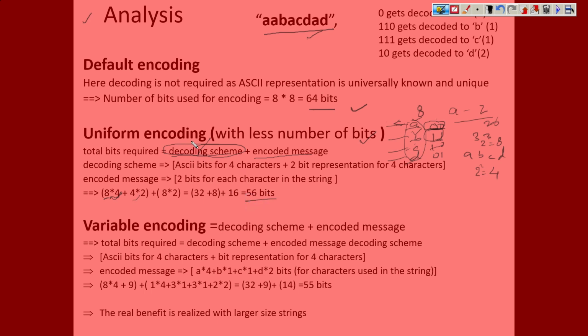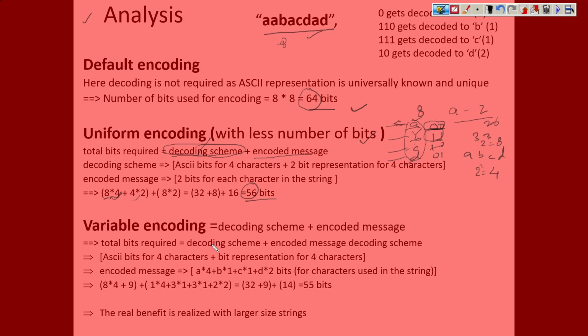So in the uniform encoding, we have seen that it requires 56 bits, but for the default encoding, it requires 64 bits. Here you can see that we have reduced the size with uniform encoding, and this reduction is visible even when the string is very, very small. It's just an 8 character word. But if you are sending a larger file, then we can see the impact, how much size you can reduce by the uniform encoding method itself, provided that the entire data comprises only A, B, C, and D. Only then does this have a meaning.